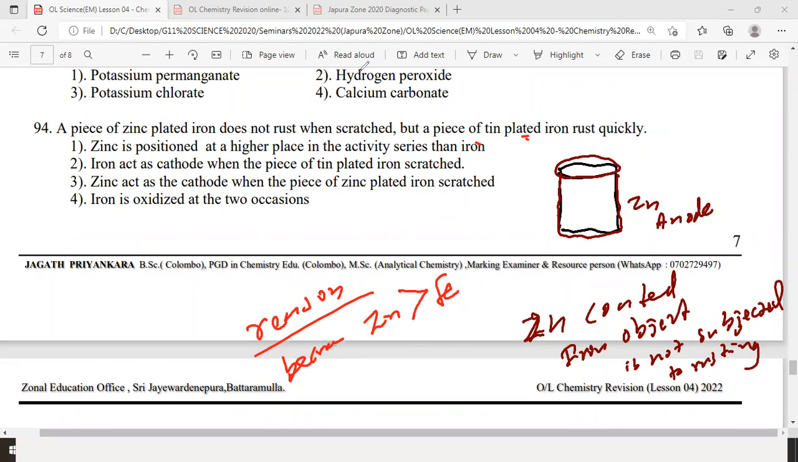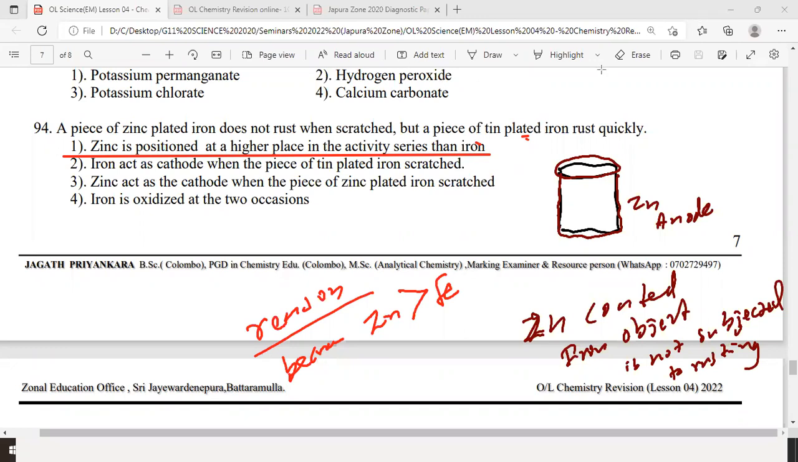Any volunteers who can give me the answer? The 94th one. Imasha gave the first answer. Very good, Imasha. Anyone else? Others? Zinc is positioned higher in the activity series than iron. That's very good. Zinc will not become cathode. Okay, zinc becomes anode. Iron acts as cathode. But that is not the reason for not getting corroded. Right, very good. Ravin, Vilana correct. Tiluni correct. Okay, good. That's the answer to 94.